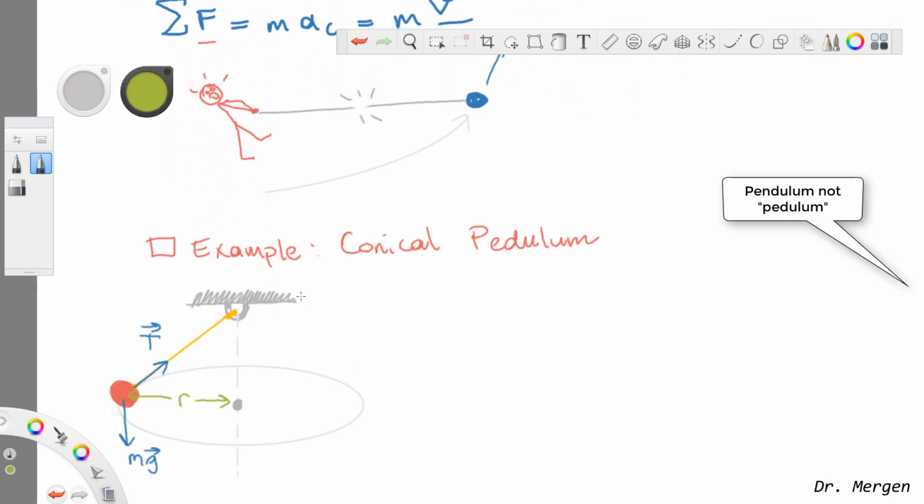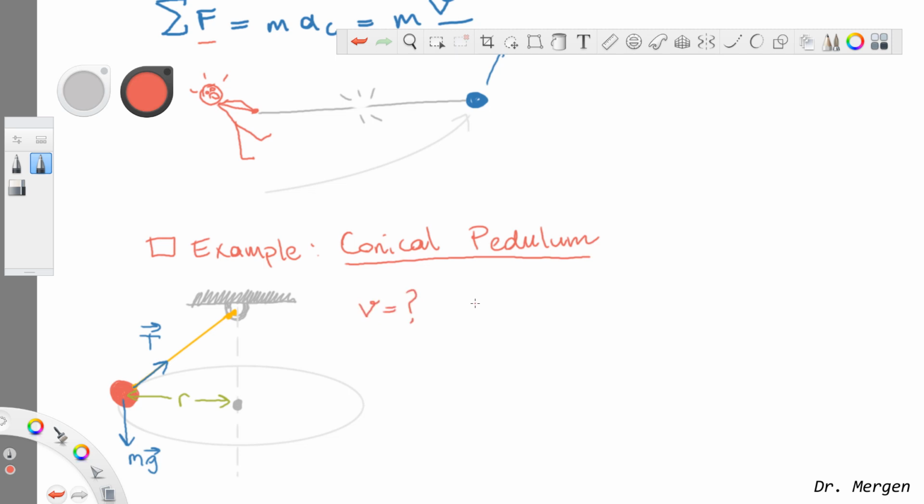In the problem, a small ball of mass m is suspended from a string of length L. The ball revolves with a constant speed in a horizontal circle of radius r. During its rotation, the string sweeps out the surface of a cone. This is why this system is called a conical pendulum. And let's try to find an expression for the velocity of the ball.